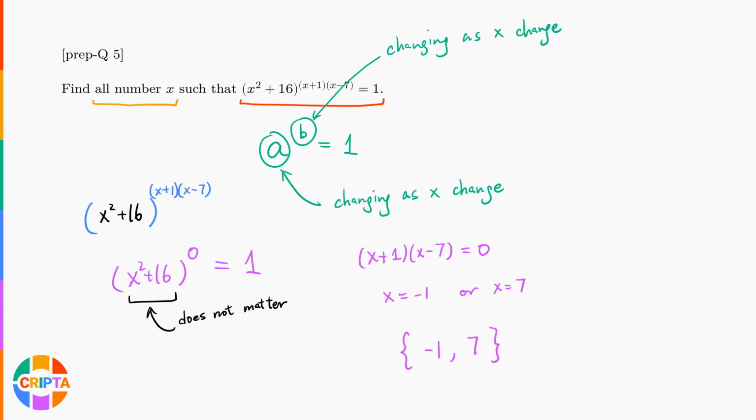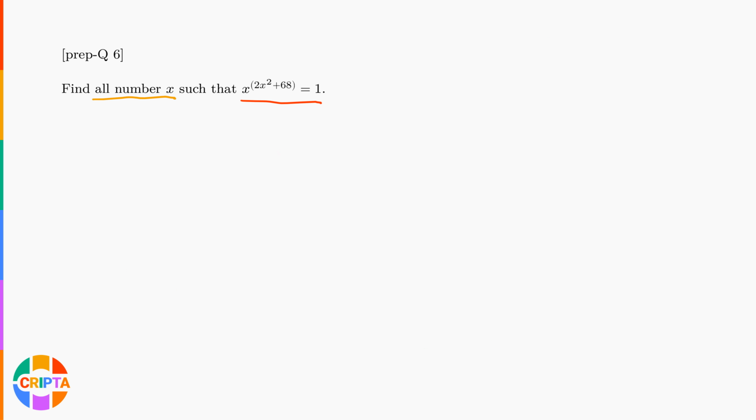Then we are done. Now prep question 6. Same setting, all numbers satisfying the equation. But this time, the exponent itself is always positive, because it is 2x squared plus 68. This guarantees that if the base x is greater than 1, it is not possible. The same is true for the base x being between 0 and 1. It's not possible to have a positive power to make 1.